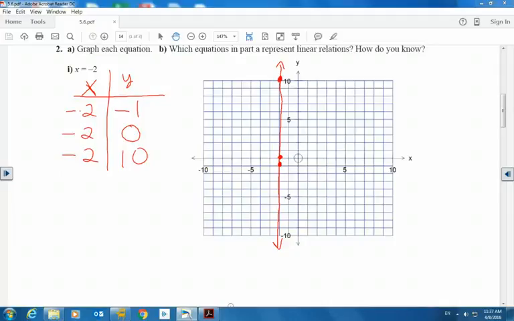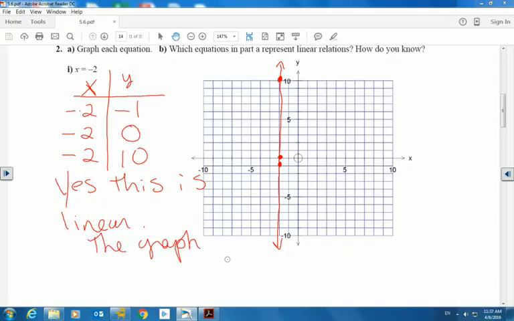Is this linear? Is it a straight line? Yes, it's a straight line. Yes, this is linear. The graph is a straight line. Okay? All right. Now let's try the next one.